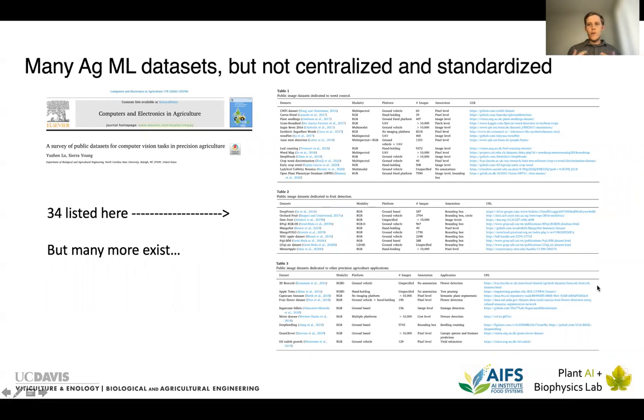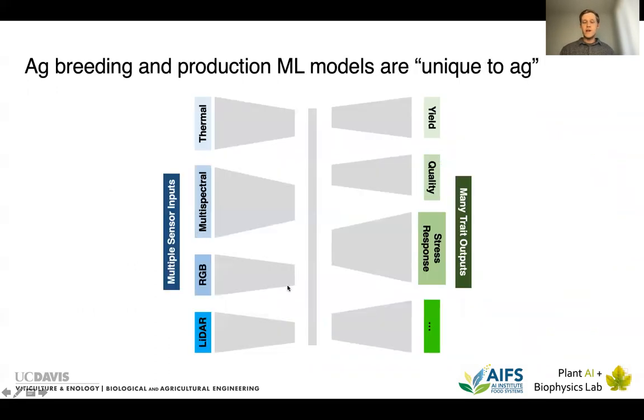Another observation is that there are a lot of agricultural machine learning data sets. Many of us here have produced a number of data sets. There are many great data sets out there, but they're not centralized and standardized, meaning we don't have them in one location and they're not ready off the shelf to be quickly integrated into my own pipeline. So it makes sharing and transferability of this data difficult and creates some friction there. There's this great publication I've listed here that has 34 of these, but many more exist.